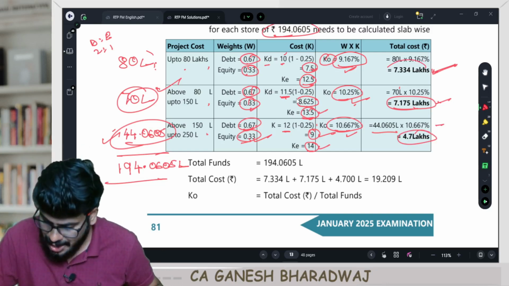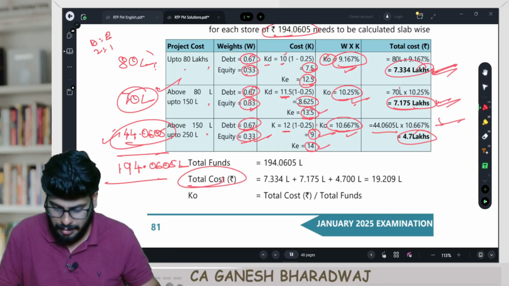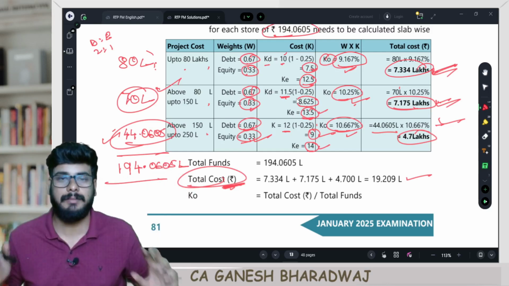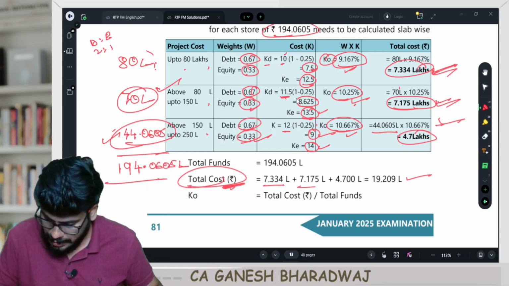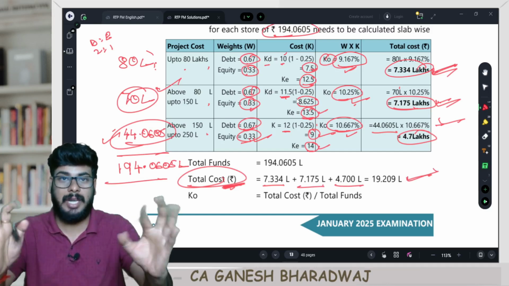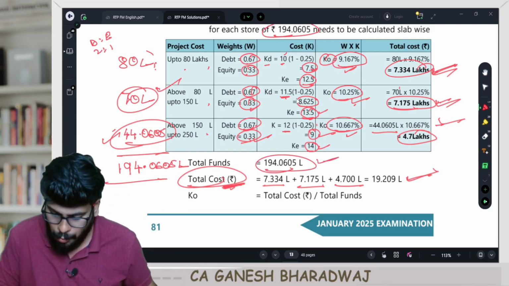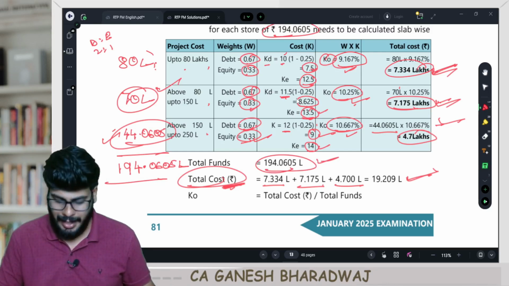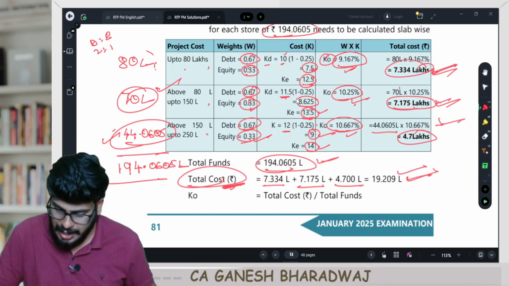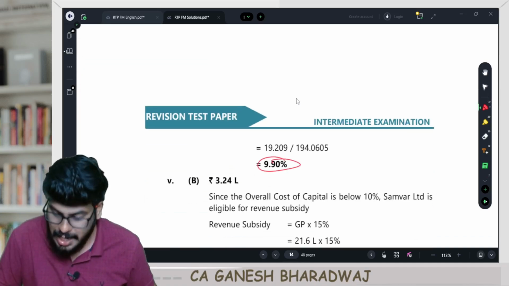Or in other words, if you add up these three, that is going to be the total cost in terms of figures, the total cost you incur with respect to the fundraising, correct? 7.334 plus 7.125 plus 4.7. This is going to be the total finance cost you incur to raise how much amount? To raise a total amount of 194.0605, right? So what is going to be your overall cost of capital? Take the total finance cost divided by the total funds. The net percentage that you get is going to be 9.9.